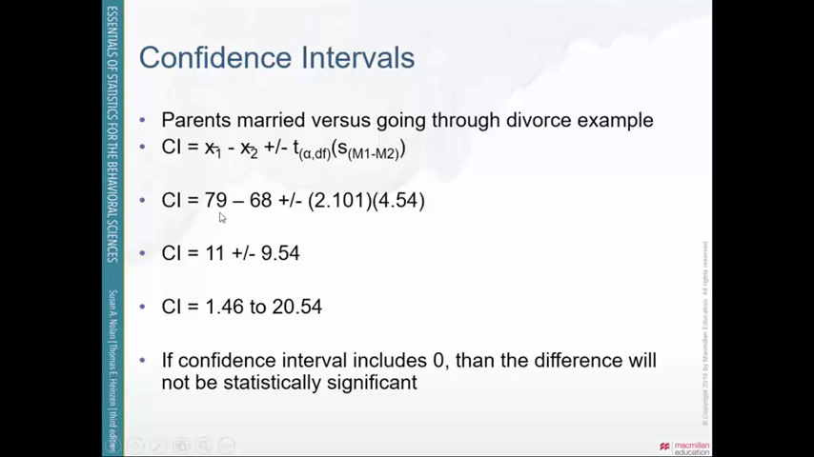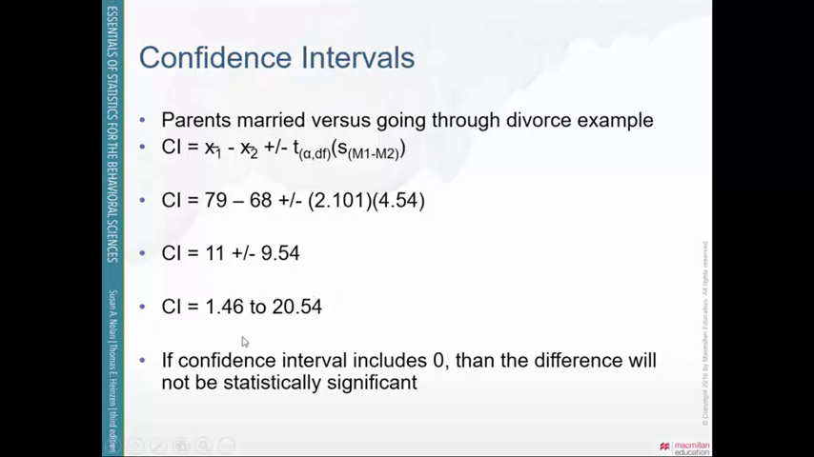So in this case it is 79 minus 68, or an 11-point difference, plus or minus 2.101 times 4.54. That's the t we looked up in the table, times the standard error that we computed, which gives us 11 plus or minus 9.54. So 11 minus 9.54 gives you 1.46, and 11 plus 9.54 gets you 20.54. This is our confidence interval.